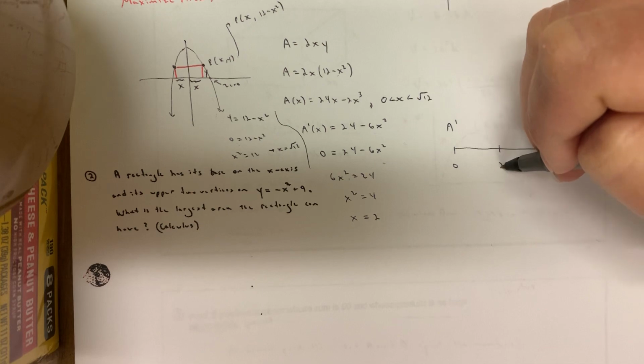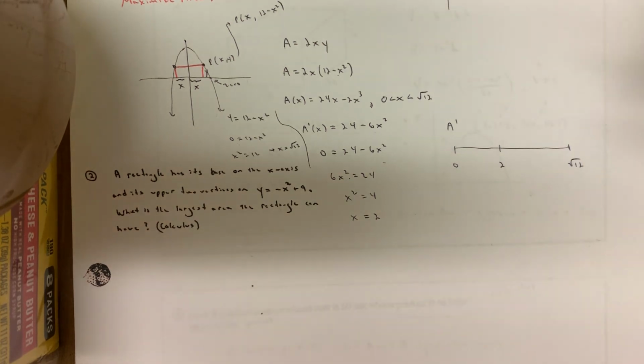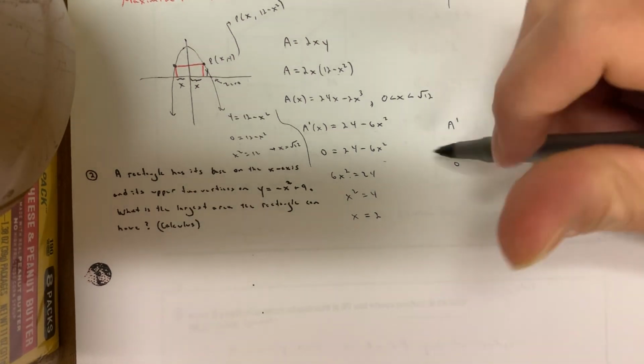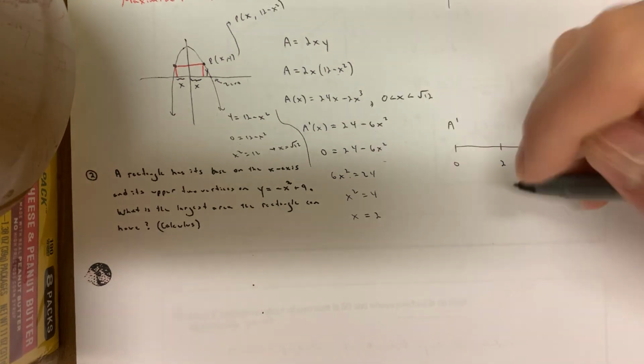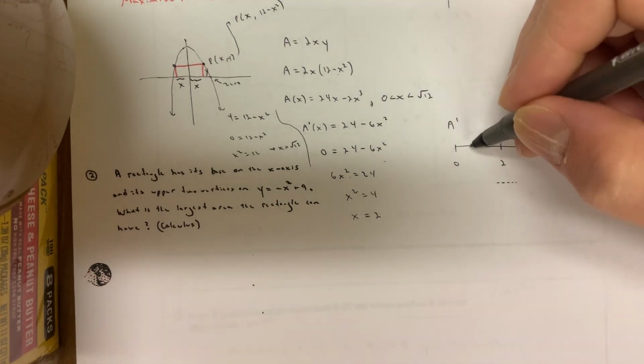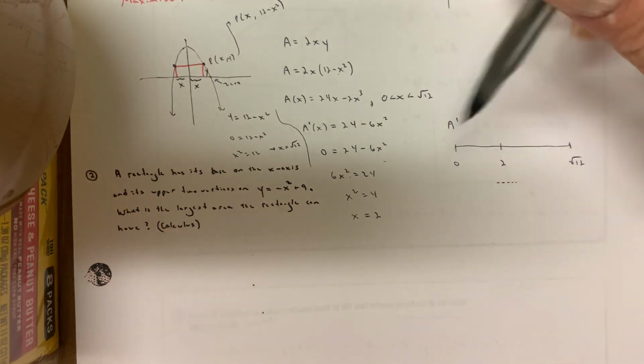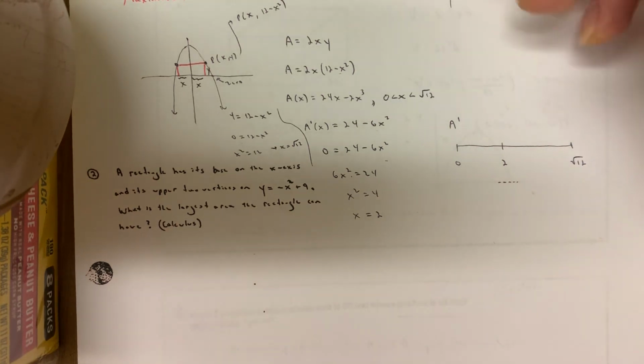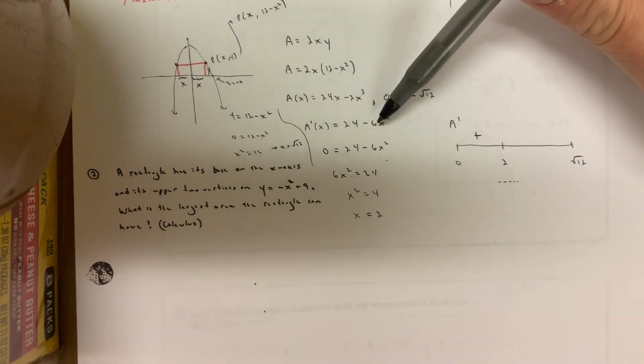All right, so let's put our 2 right here. Put all critical x values on the A prime line. That's a place where the area function would have a slope of 0. So A prime is equal to 0 there, as we know before. Let's plug into A prime, plug in a 1. 24 minus 6 times 1 squared, 24 minus 6 is positive. And then maybe plug in a 3. 24 minus 6 times 3 squared, that's 24 minus 6 times 9. 24 minus 54 is negative.